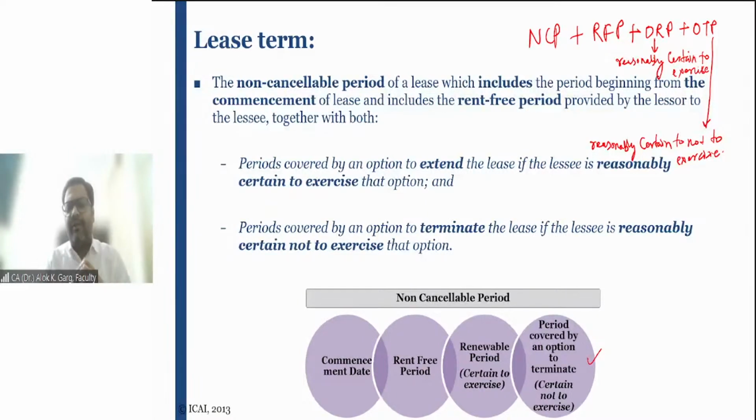Yeah, can you tell me quickly what is the meaning of lease term? I have given you 3 examples in Excel file to explain how this lease term is working. Rahul has written that lease term is equal to NCP plus RFP plus ORP plus OTP. What is NCP? Non-cancelable period. What is RFP? Rent-free period. What is ORP? Optional renewal period. What is OTP? Optional termination period. Very good. Lease term is equal to non-cancelable period, which is also known as lock-in period.